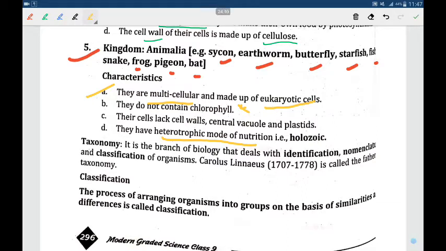Remember once again the five kingdoms. What are they? Monera, Protista, Fungi, Plantae, Animalia. Their characteristics also we discussed.